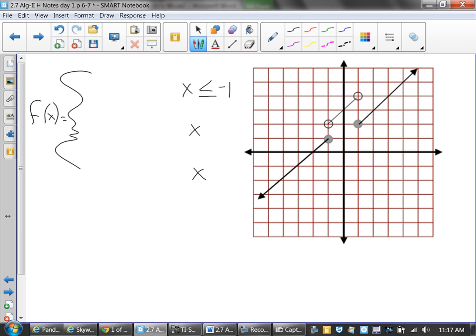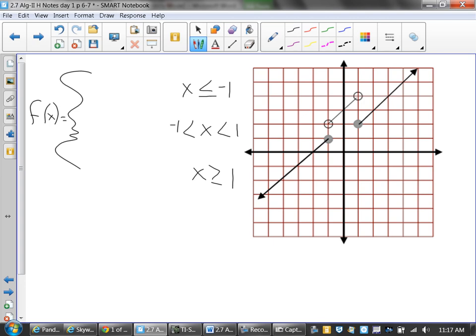The next graph is between -1 and +1. They're both open circles, so I just leave it like that. It's between -1 and +1. And then the third graph is looking at where x is greater than or equal to 1. Okay? We all right on that?